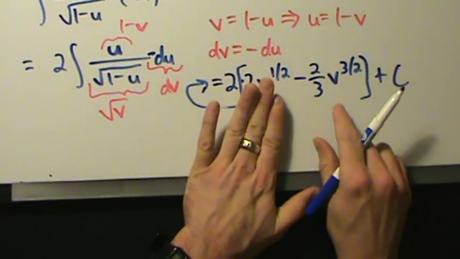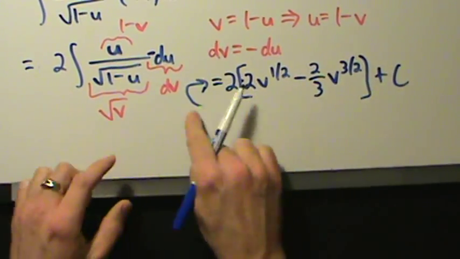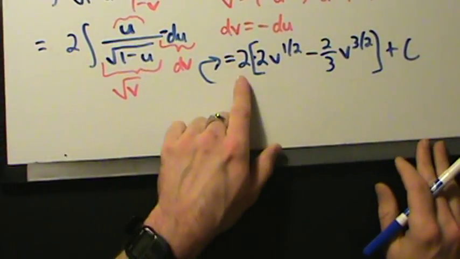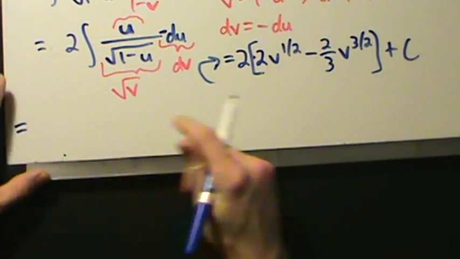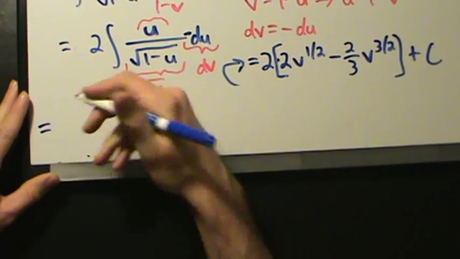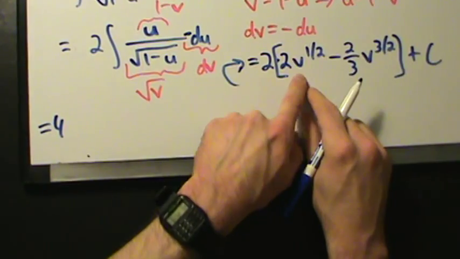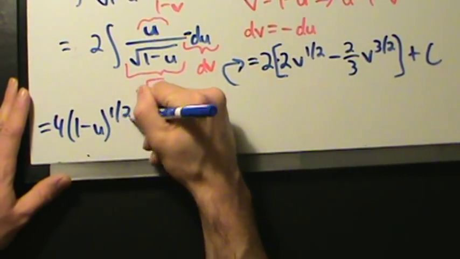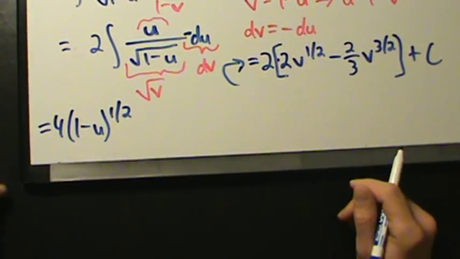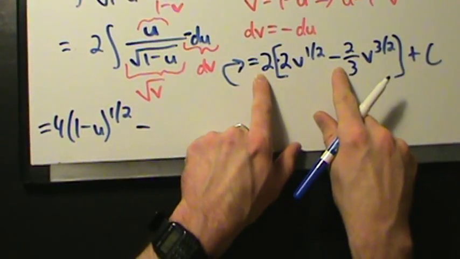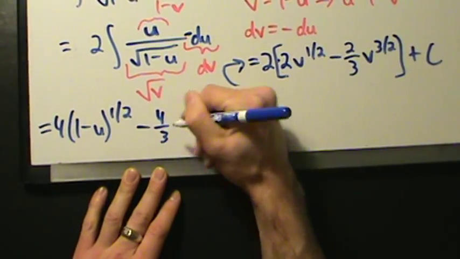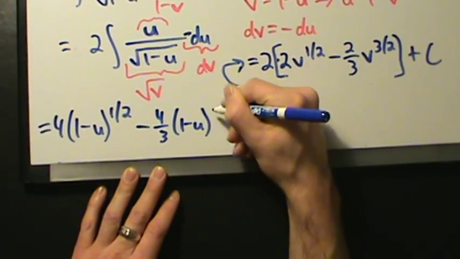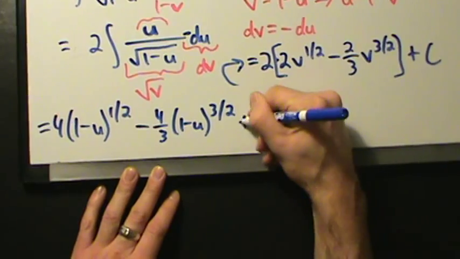Okay, so starting from here, we're at this step right here. Now what we have to do is go back to u. And also let's distribute the 2. So then that's going to equal, if we distribute the 2, we're going to get 4. Now what's v? v is 1 minus u. So this is 4 times 1 minus u to the 1/2, which is really just the square root, so we can also start doing that. And then minus 4/3 times 1 minus u to the 3/2, and then plus c, right?